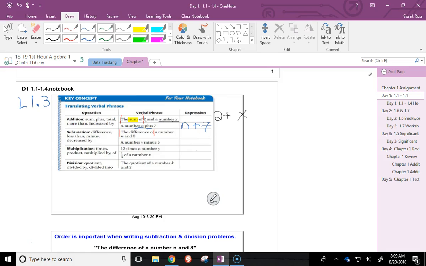Alright, so what do you think on this first one? What did we get? The difference of a number n and 6. What did you write down? Brianna? Say it again.